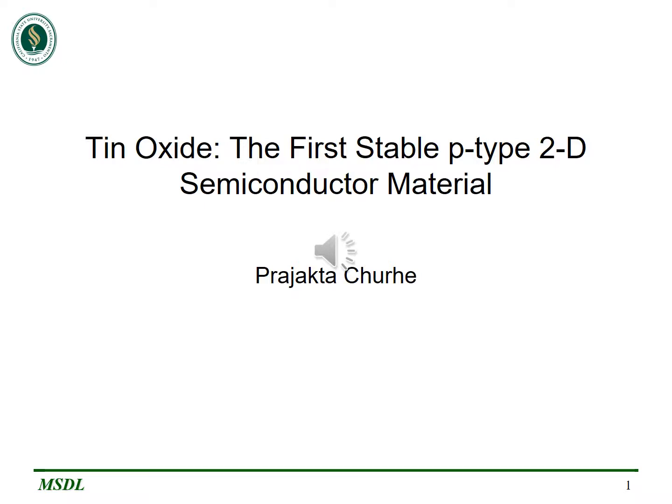Today I am going to discuss the first stable p-type 2D semiconductor material, tin oxide, which is considered a new emerging technology in the field of semiconductor and electronic devices.